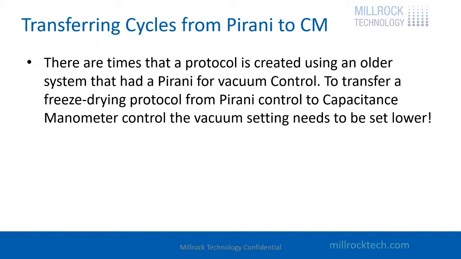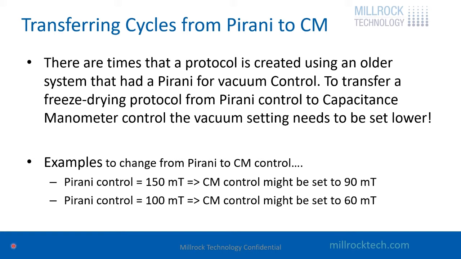Again, just a little more detail: if you were going to transfer a cycle from a Pirani to a capacitance manometer, you're going to need to understand where to set the capacitance manometer. Let me give you a couple instances. If we were controlling our process in an old system at 150 millitorr using a Pirani, we might set the capacitance manometer to 90 to get the same process results, okay? This is critical. I've seen people who have actually transferred from a Pirani system to a steam sterilizable freeze dryer, and the process would not work because the new pressure was higher than it should have been because it was using a capacitance manometer. I'm going to show you that in a second as well.